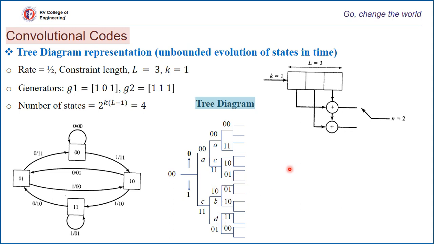So this tree keeps on growing forever as long as you don't stop it. Unlike a state diagram, where it looks like it is in a loop, a tree diagram keeps on growing unless you stop it with the number of input bits incoming to the convolution encoder. But remember that the upper branch represents incoming bit 0, and the lower branch represents incoming bit 1 at any node in the tree. Okay, that's how you represent it in a tree diagram, which is an extension of a state diagram.